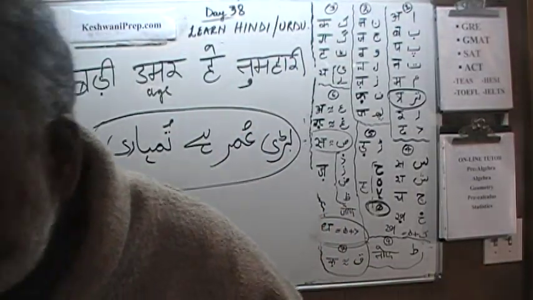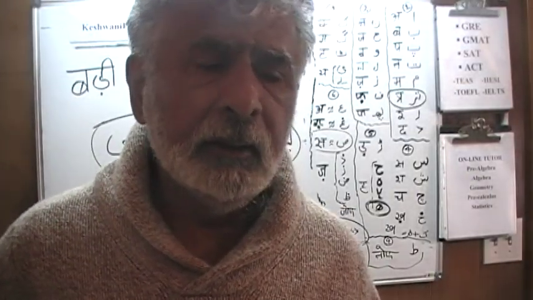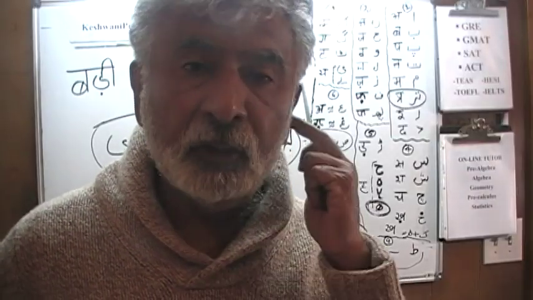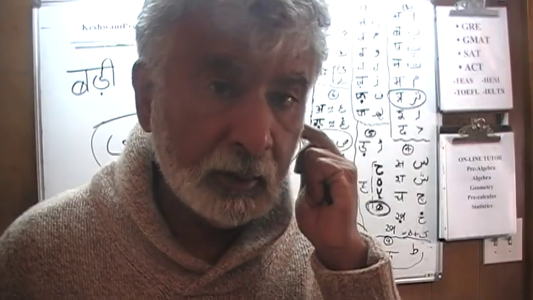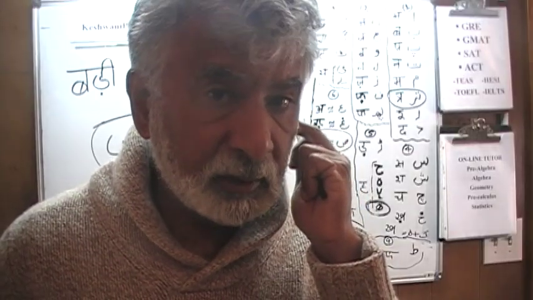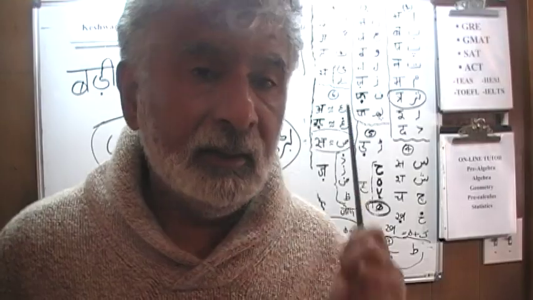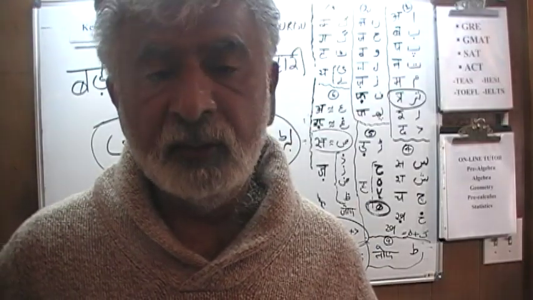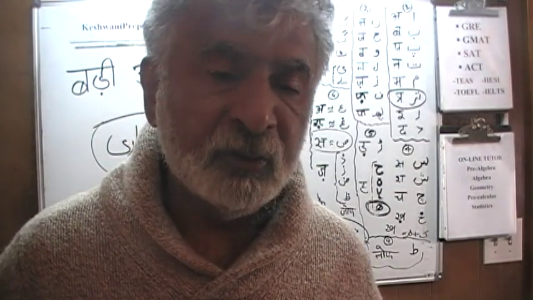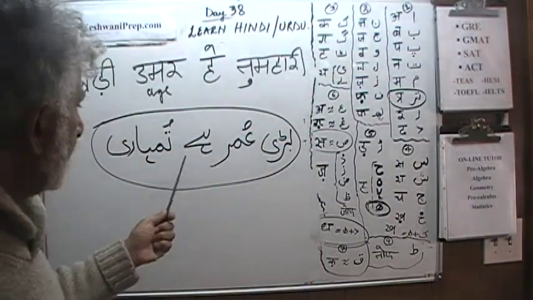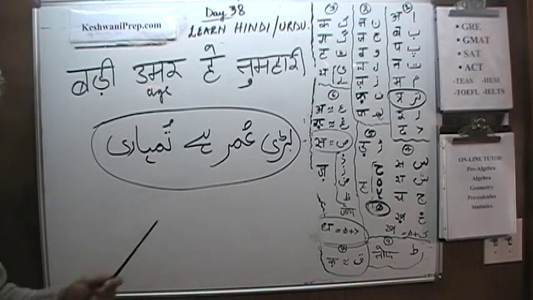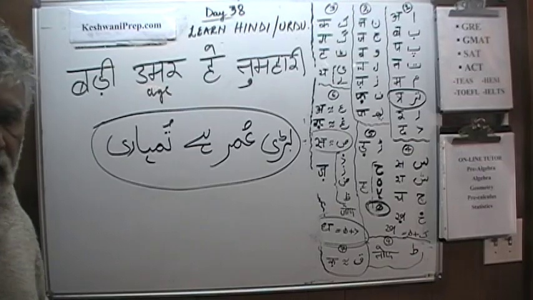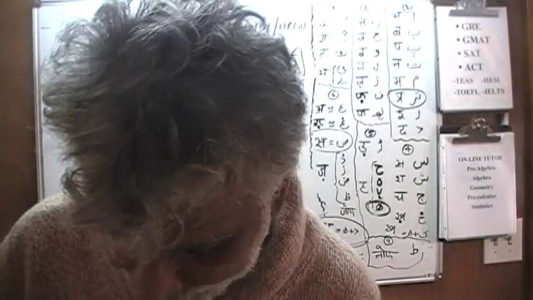The superstition is that if you're thinking about somebody, if you're talking about somebody, and all of a sudden that person appears before your eyes, unexpectedly, achanak, quite unexpectedly, all of a sudden, then that person will live to have a long life. That person will have longevity. That person will have a long life. Badi umar hai tumhari. You will live a long life. Badi means long. Umar is the age. You will have a long life.